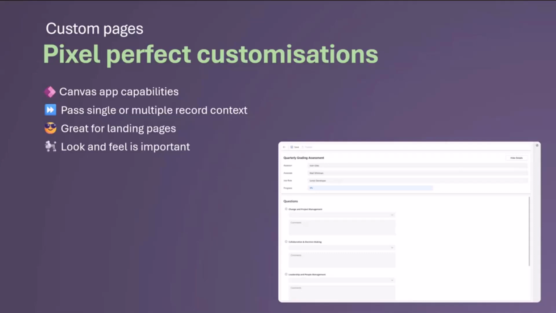We can also use record context. If I've got a model-driven record, I select it, I can then use that context in my custom page as well. I can pass multiple records as well. So if I've got a grid of records, I can pass all of that record context into a custom page too, and use it in something like a gallery, for example.